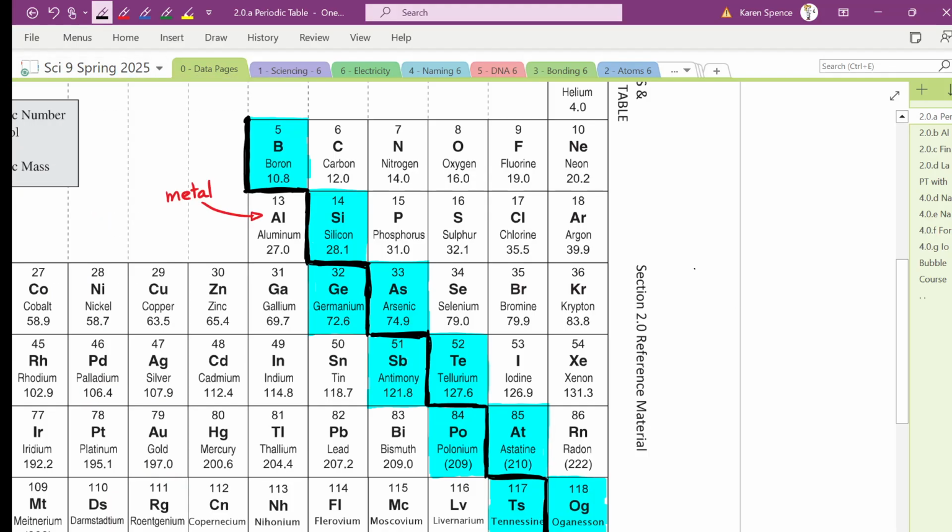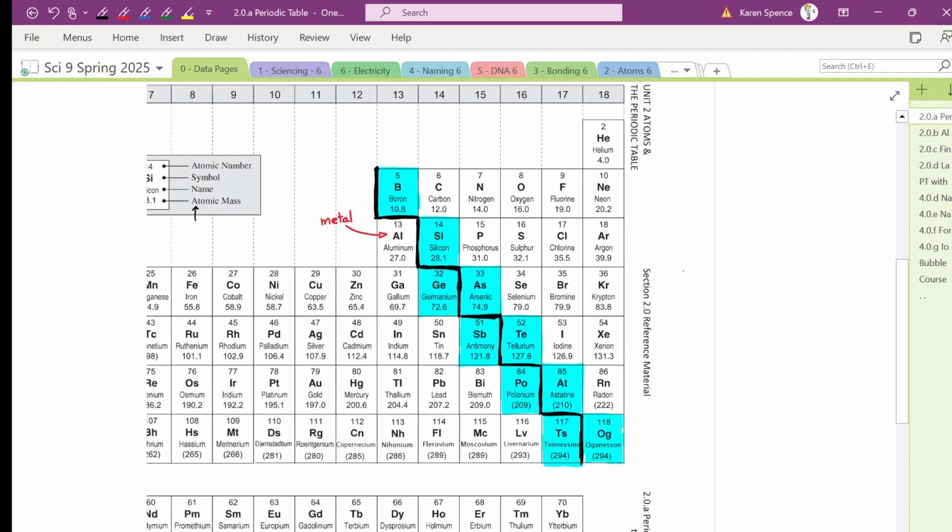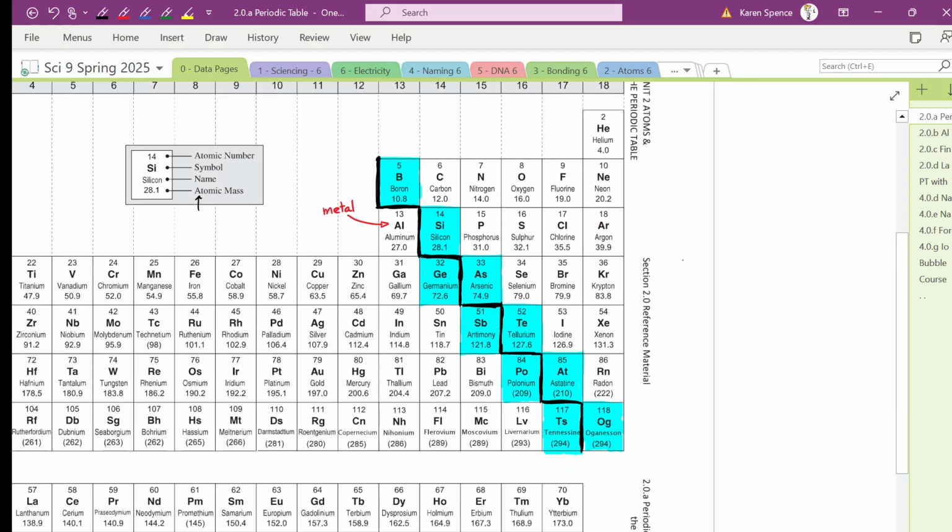Here's bromine. Everything this way from the staircase, these are all non-metals. So if you go from the metalloids to the right, those are all non-metals. If you go from the metalloids to the left, everything that's not a metalloid to the left is a metal.